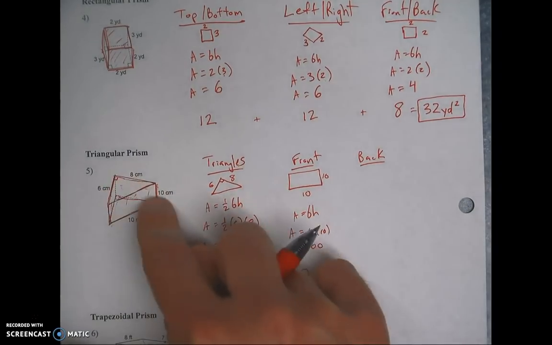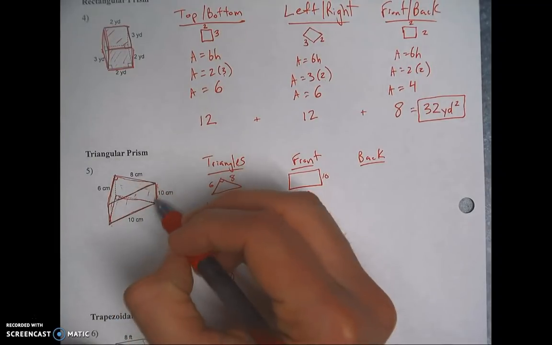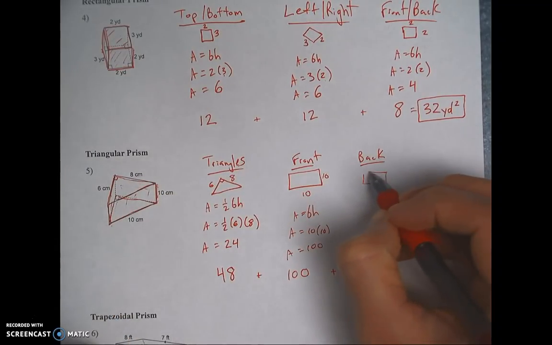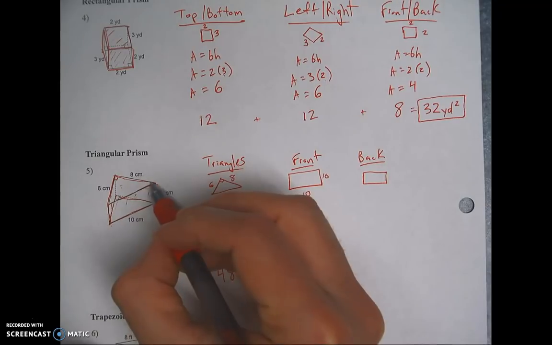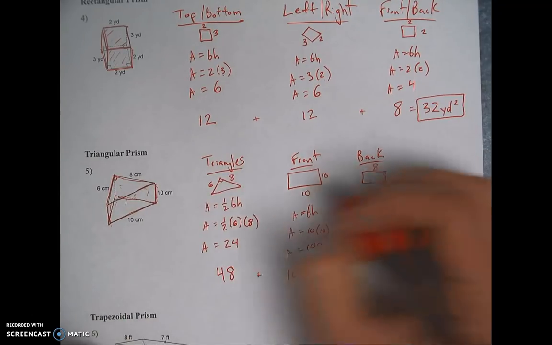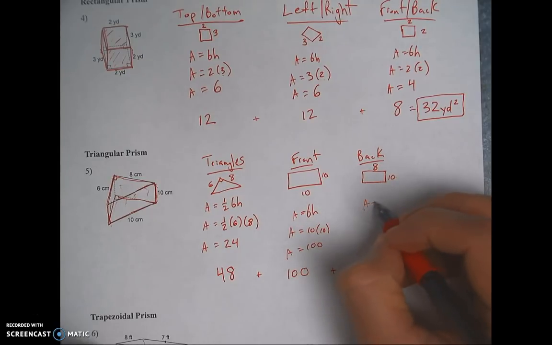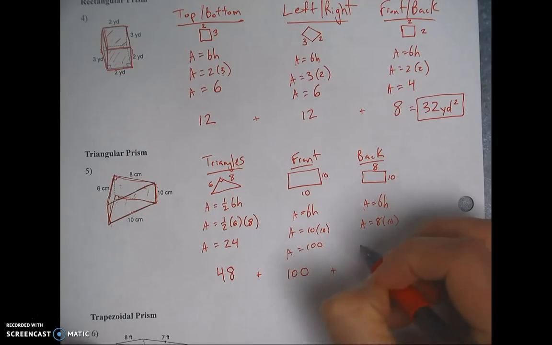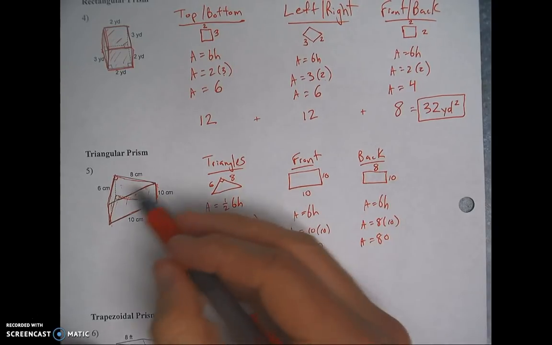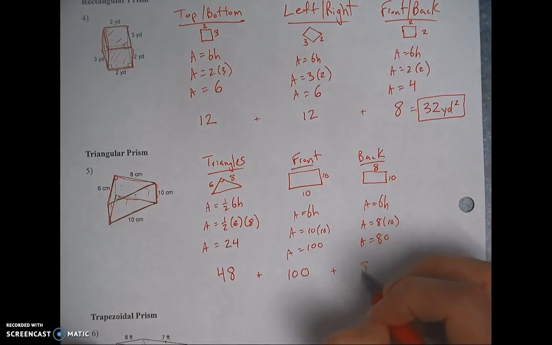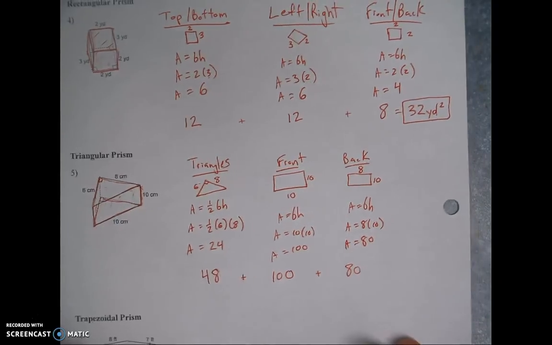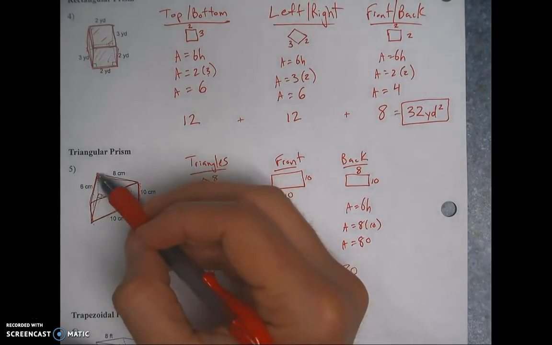Now the back, you traced it. It's a rectangle. You can see the top of that rectangle is 8. And then this height is 10. And so it's base times height. You're just going to multiply 8 times 10. That's 80. It does not have a match anywhere else, so we're not doubling it. It's just 80. And we're almost done. We've got one more side.